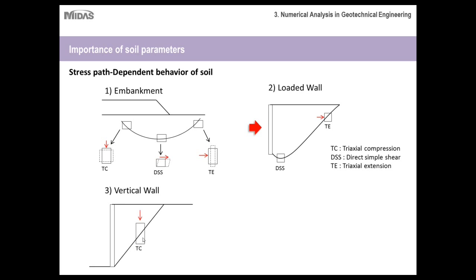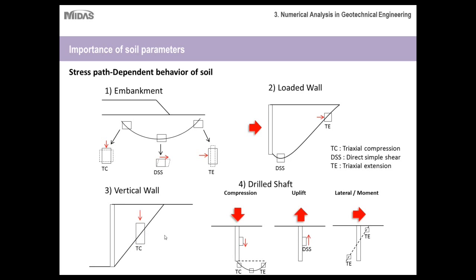Vertical walls are fairly simple. You can do the triaxial compression test. But then for drilled shafts, once again, that same principle applies. Depending on how the load's being applied, whether it's axial, whether it's pulling up as an uplift, or it's lateral, you'd need a different combination of these tests to really get an analysis of the soil that you could be confident with.